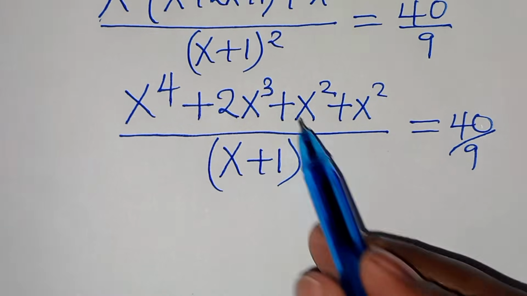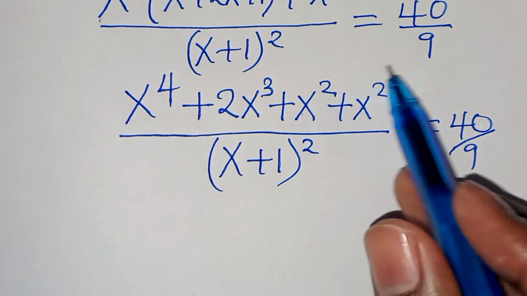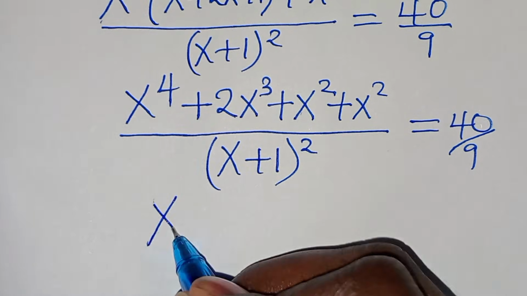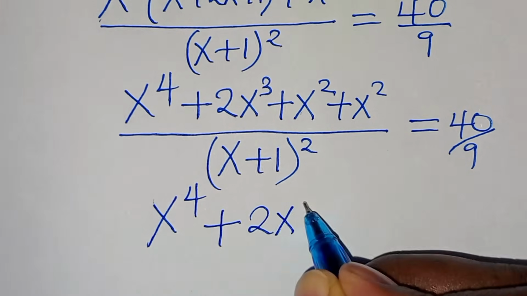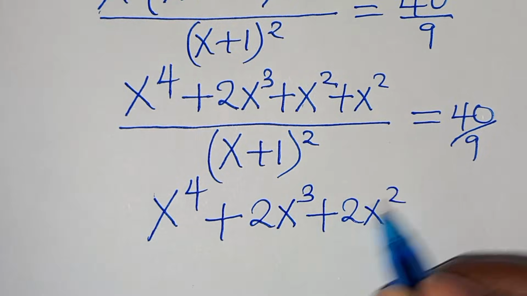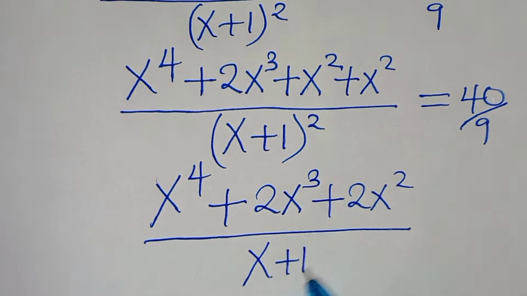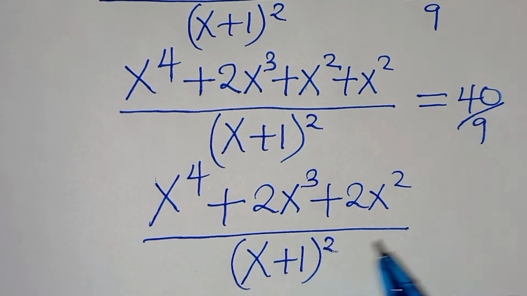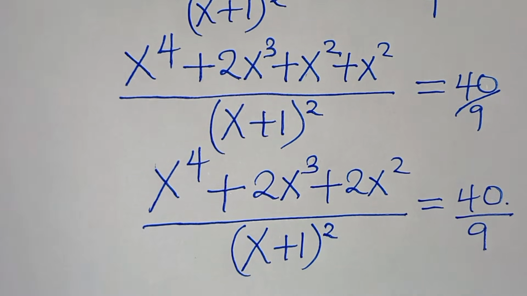Now, the next step from here, we have x squared plus x squared. This is 2x squared. So we have x to the power of 4 plus 2x to the power of 3, then plus 2x to the power of 2. Everything here divided by (x plus 1) to the power of 2. This is equal to 40 over 9.